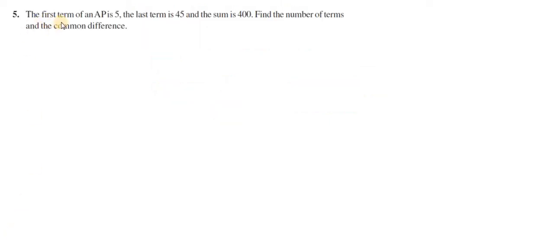Okay, so now the next problem: the first term of an AP is 5. The first term they gave is nothing but a, so here a equals 5. What they gave, we'll write first. And the last term, that is L or an, we can write it as an or L. The last term is 45. So the last term of an AP is 45, and the sum is 400. The sum is nothing but Sn. Sn equals 400.